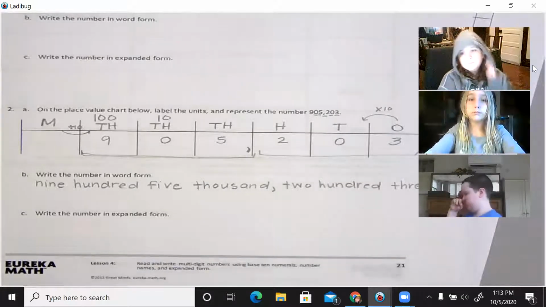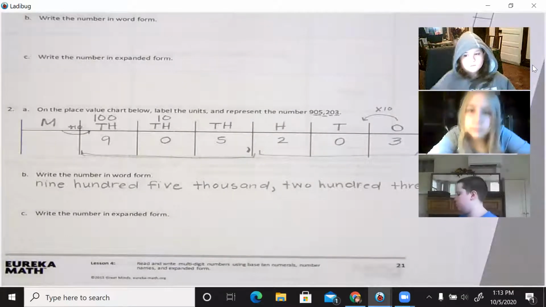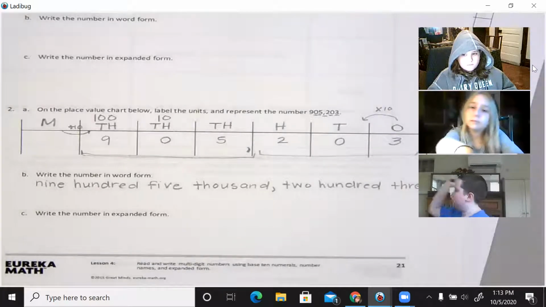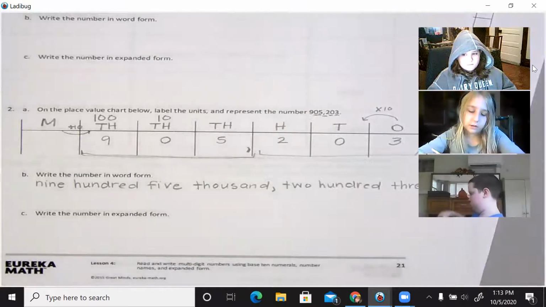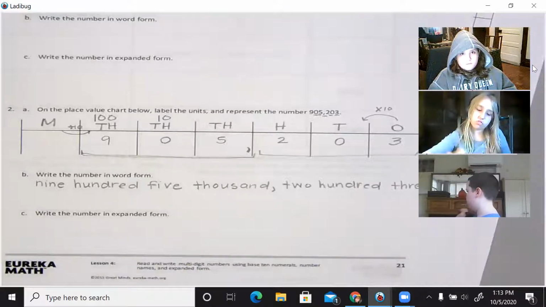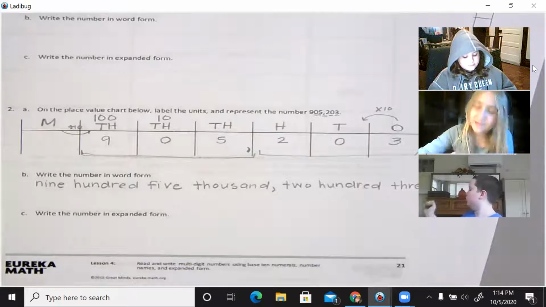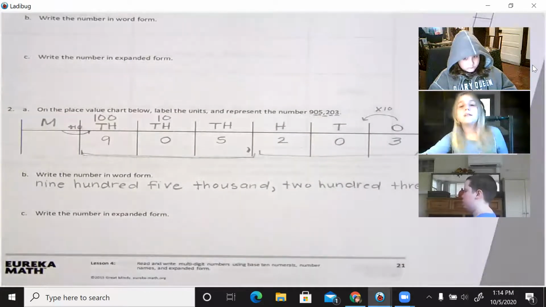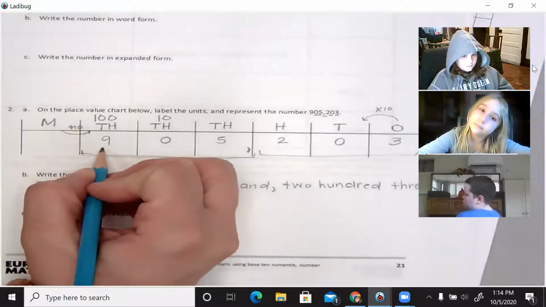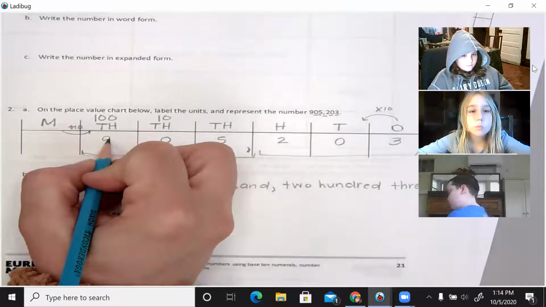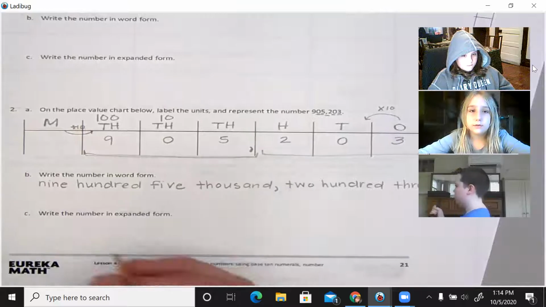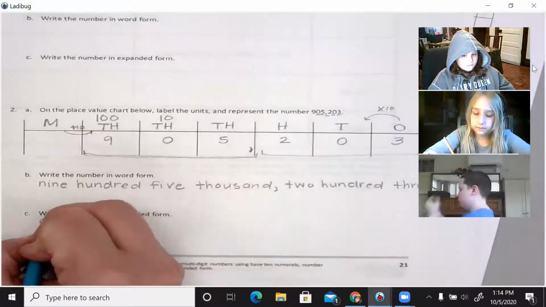Sophia, what do we need to do for letter C? Put the number in expanded form. Do you remember what that means? You expand it. Okay, so let me ask you this, Sophia. I'm going to start in my 100,000th place. I have a 9 here. What's the value of this 9? 900,000. Very good. So down here, I'm going to write 900,000.